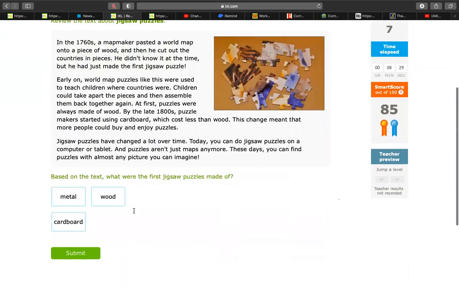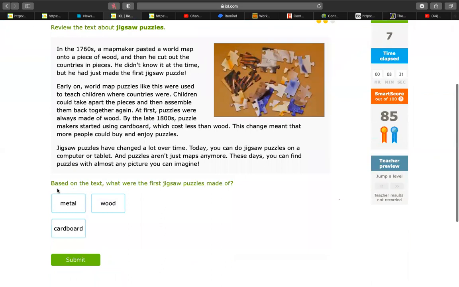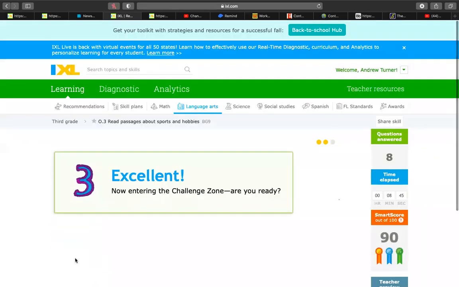Super duper. Same passage here. Based on the text, what were the first jigsaw puzzles made of? They were made of wood. Bam, wood. Excellent.